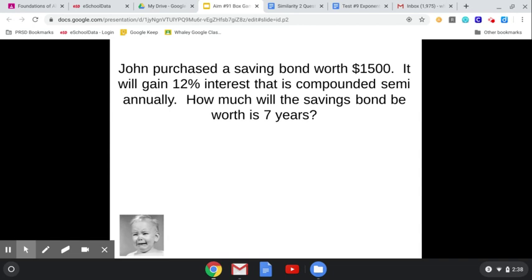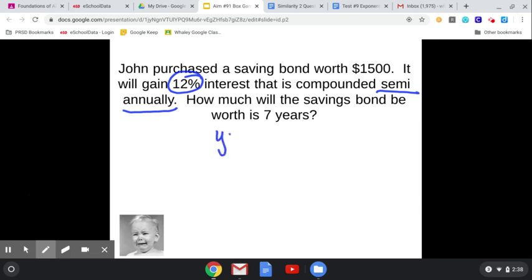Okay, let's see who comes up next. Here's one of those ones with an r value in it. I can see it right away because I see this, 12%. All right, John purchased a savings bond worth $1,500. It will gain 12% interest, which is compounded semi-annually. I'm going to underline that because that's going to be important. How much will the savings bond be worth in 7 years?